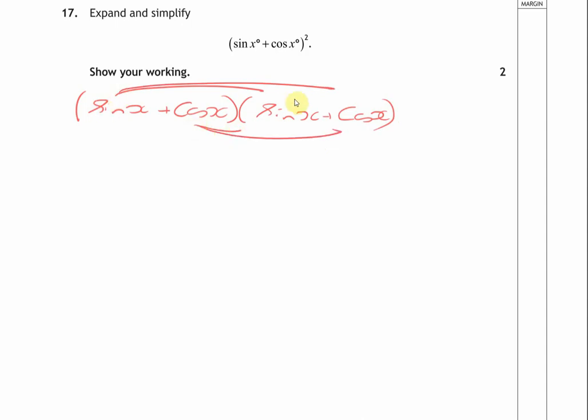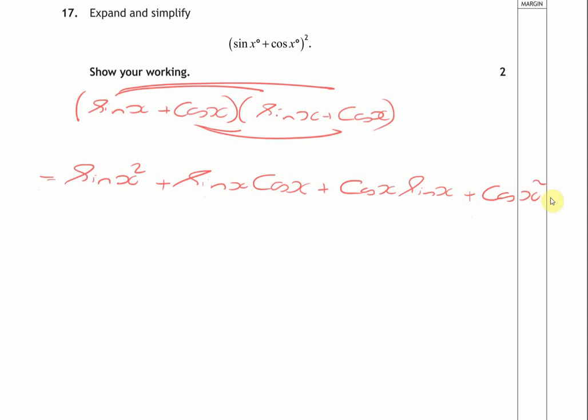So we'll have sin x times sin x, which gives you sin x squared, plus sin x cos x, because that's sin x times cos x, plus cos x times sin x, then plus cos x squared.